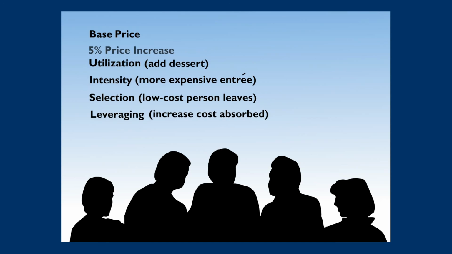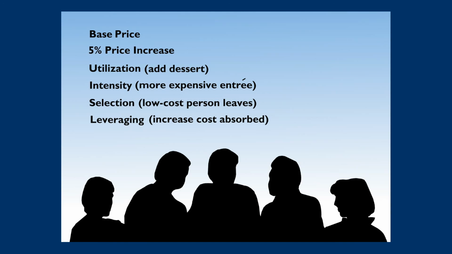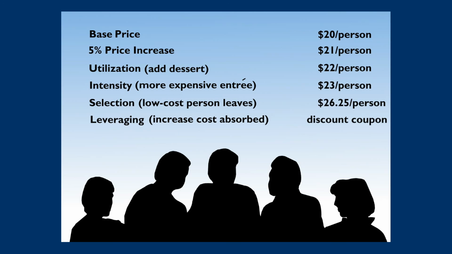In the dinner analogy, the price increase was only 5%, from $20 to $21 per person. As we've seen, however, price is only one part of the picture. When all the factors, price, utilization, intensity, selection, and leveraging come into play, the total increase in the dinner bill is 31%, from $20 per person to $26.25 per person. When it comes to health insurance premiums, these combined factors produce much the same result. That's why many times premium increases are higher than the general rate of inflation.